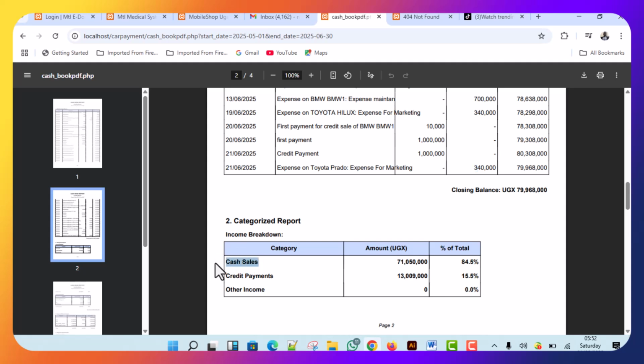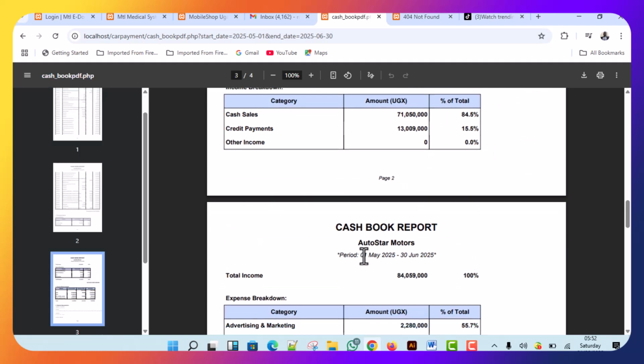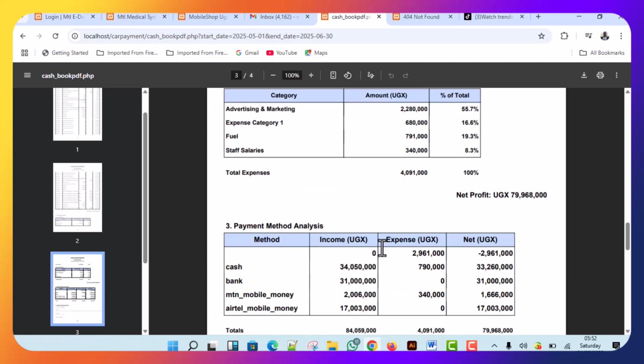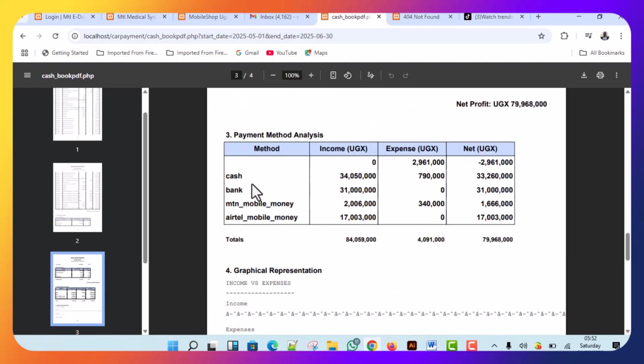Cash sale, this is the amount. Credit payments, this is the amount, and any other income that comes in. Then the expense breakdown. How much are we spending on marketing and advertising? Any other category? How much are we spending on what? On fuel, on staff salaries, and here it also breaks down on cash.